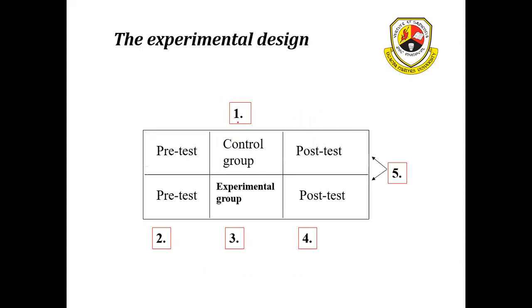We are going to start with the experimental design. So experimental design is a largely quantitative method, and it is used mostly by people in the sciences: medical sciences use it, agriculture, and also ICT and IS.